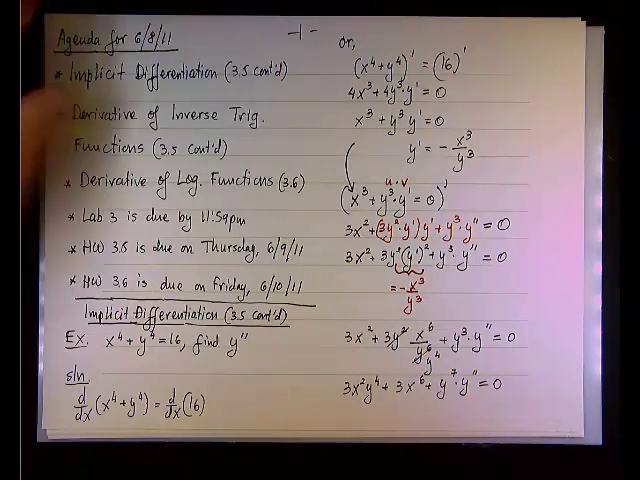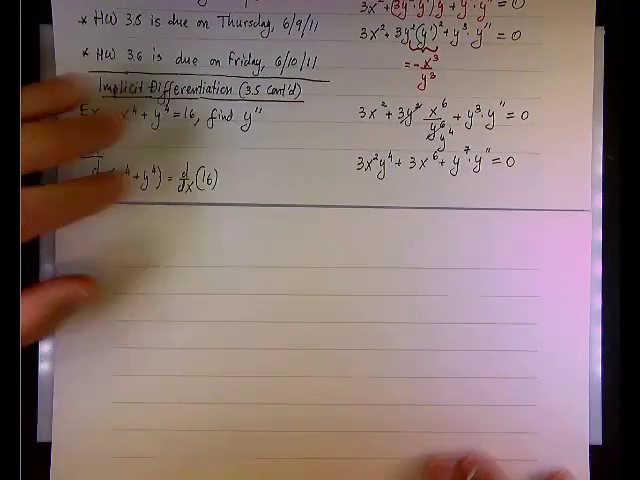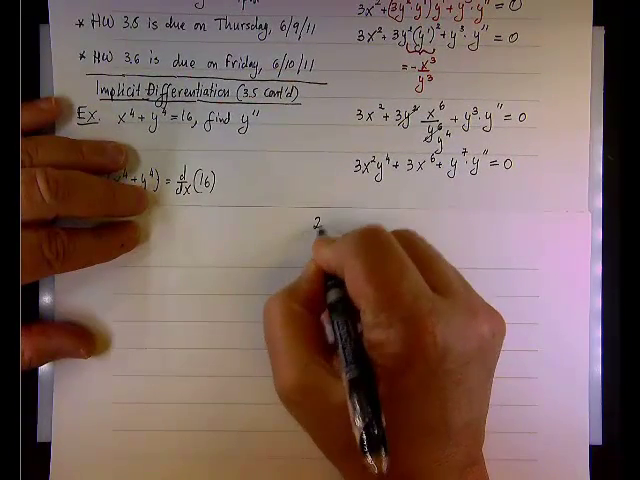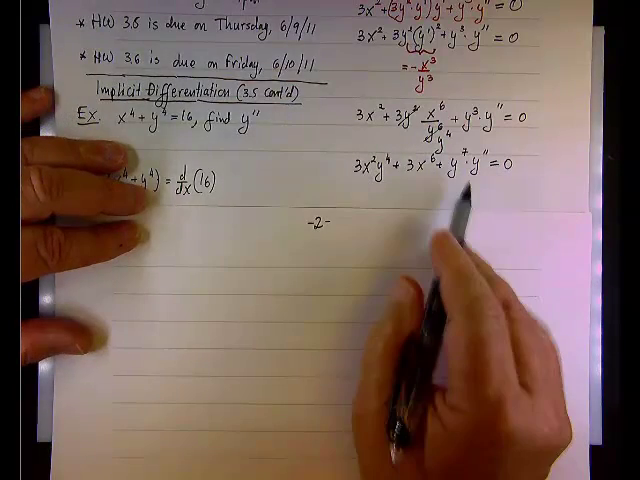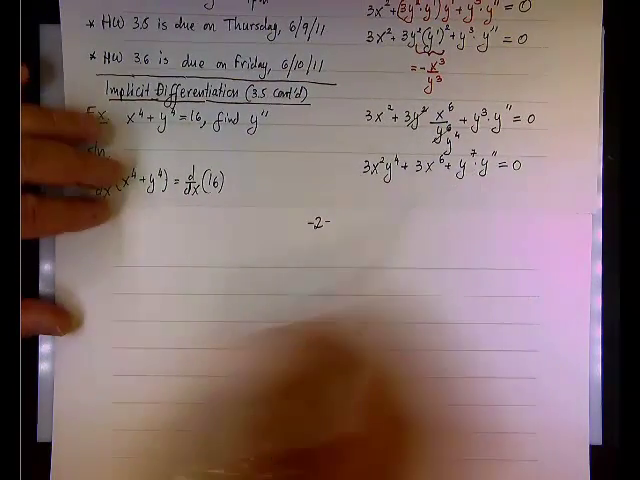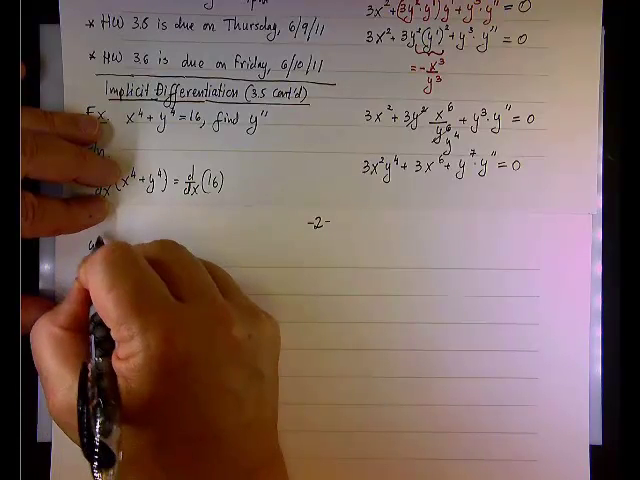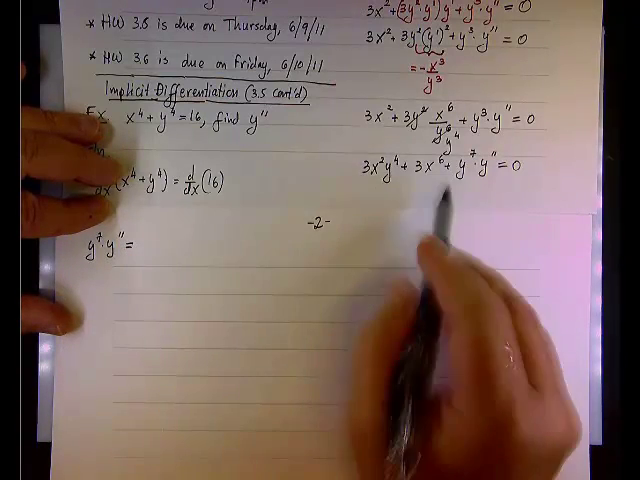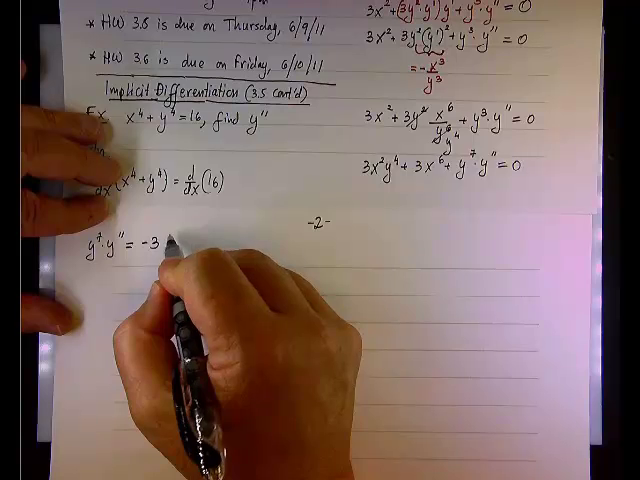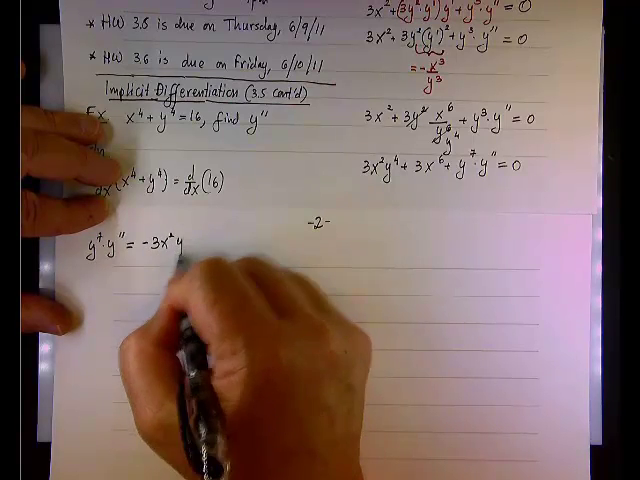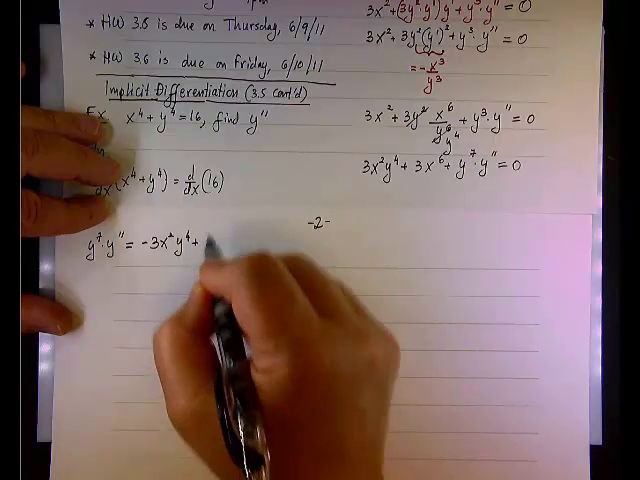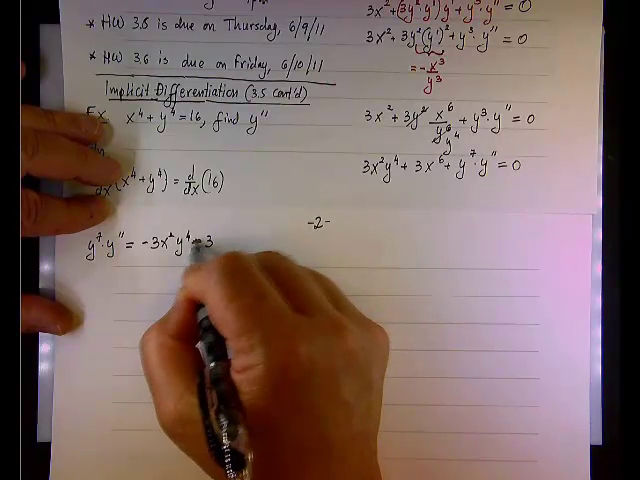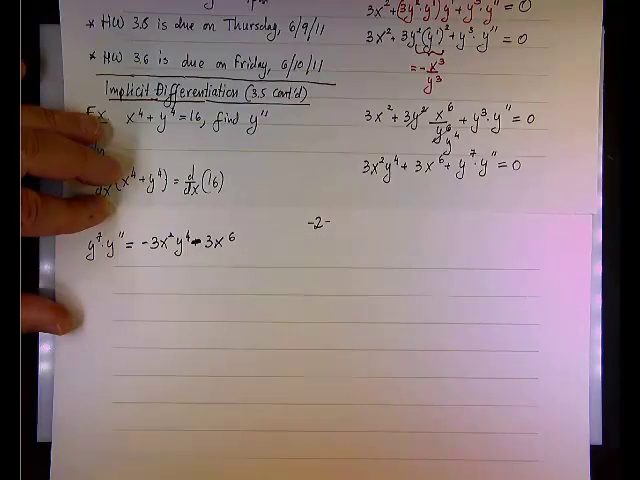Well, if your head is not spinning yet, let's move to the next page and continue. I'll keep the top one just to stay on track here. So now I want to isolate y double prime. So on the left side, I'll keep y to the 7 times y double prime. On the right side, I'll have negative 3x squared times y to the 4th minus 3x to the 6.